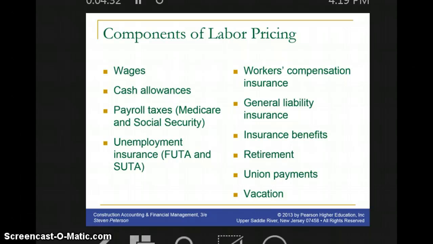The cost of labor not only includes the wages paid to the employee, but also the expenses paid on behalf of that employee by the company, such as cash allowances, payroll taxes, which include Medicare and Social Security, unemployment insurance, workers' compensation insurance, general liability insurance, insurance benefits, retirement, assuming that the employee gets insurance and retirement benefits, and potentially union payments if we're dealing with union trades, and vacation payments, again, if that employee is entitled to vacation.